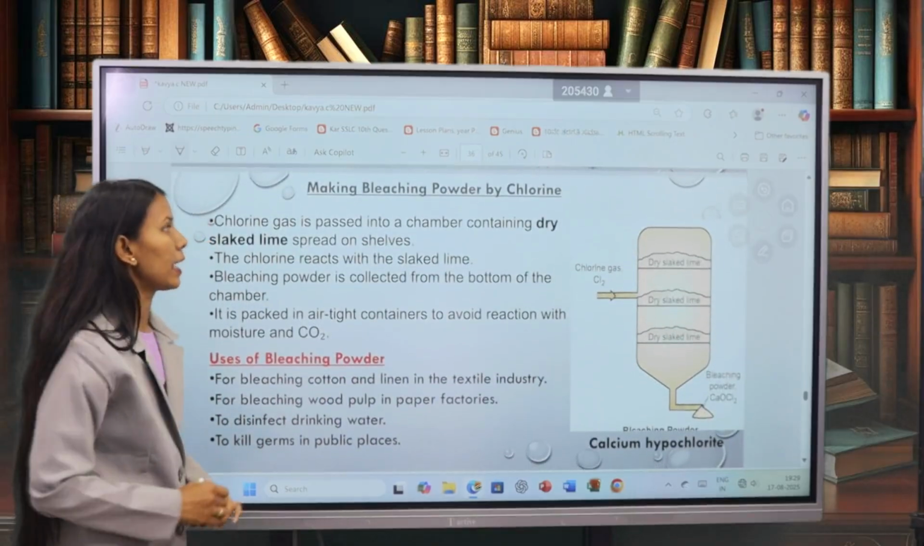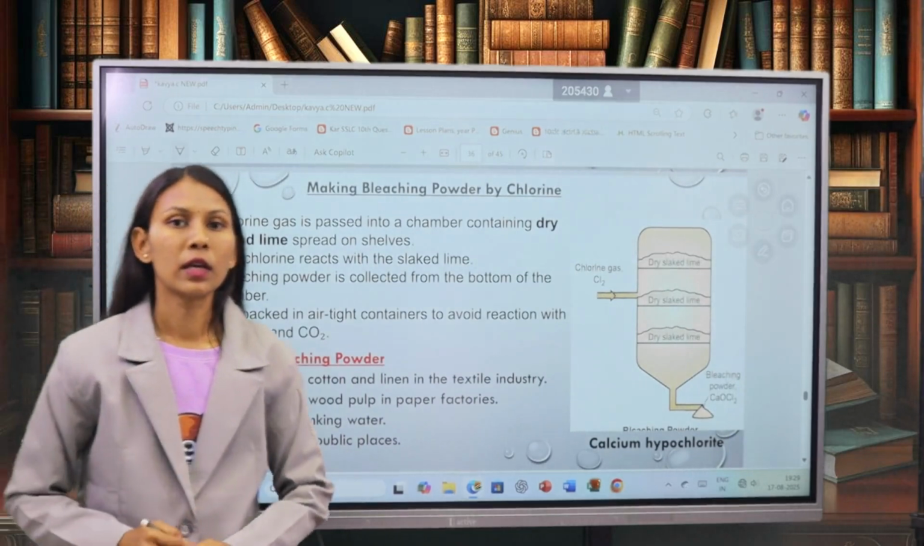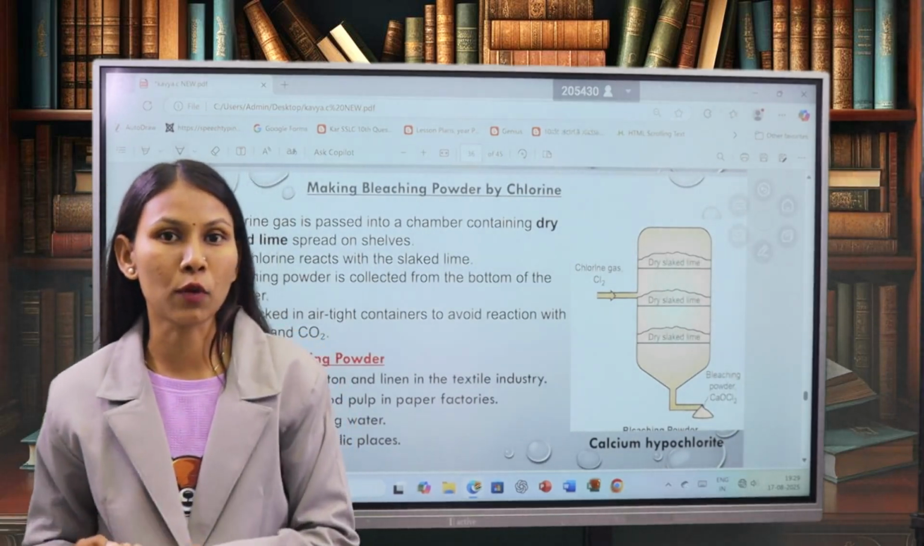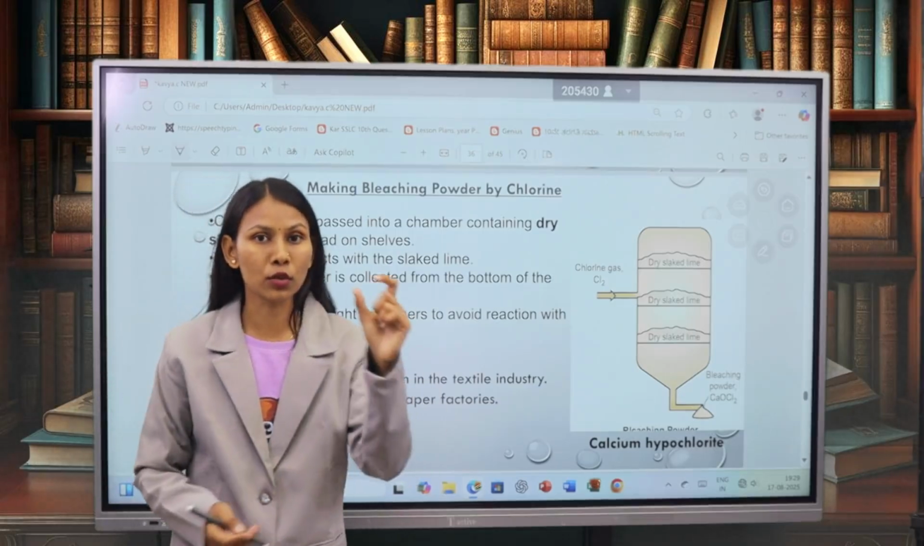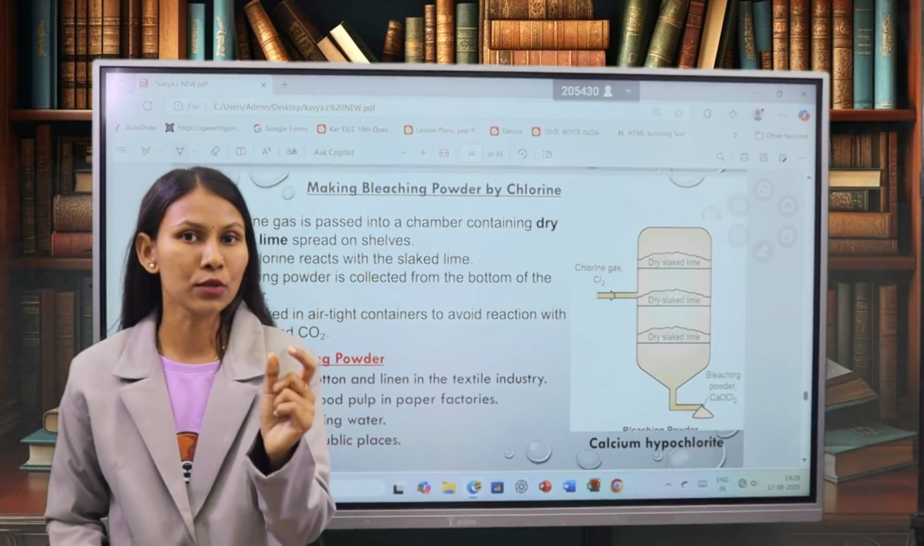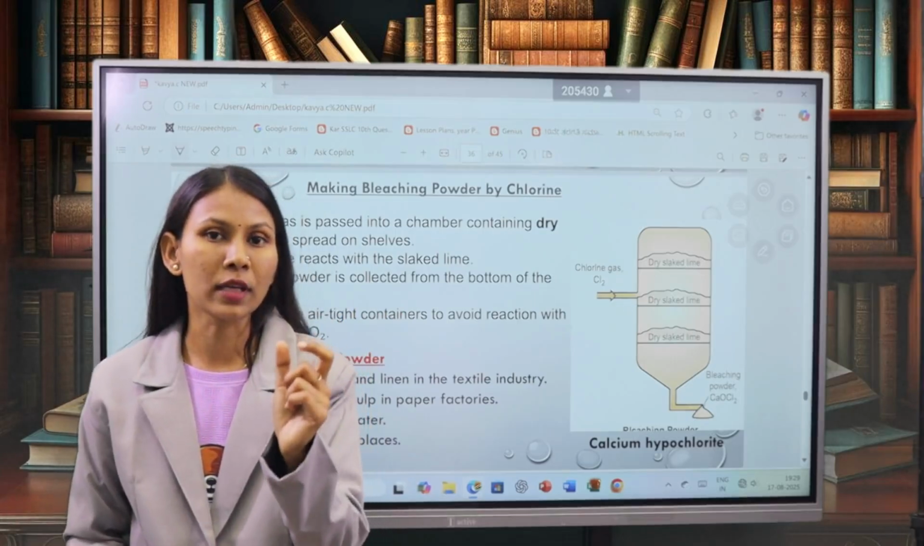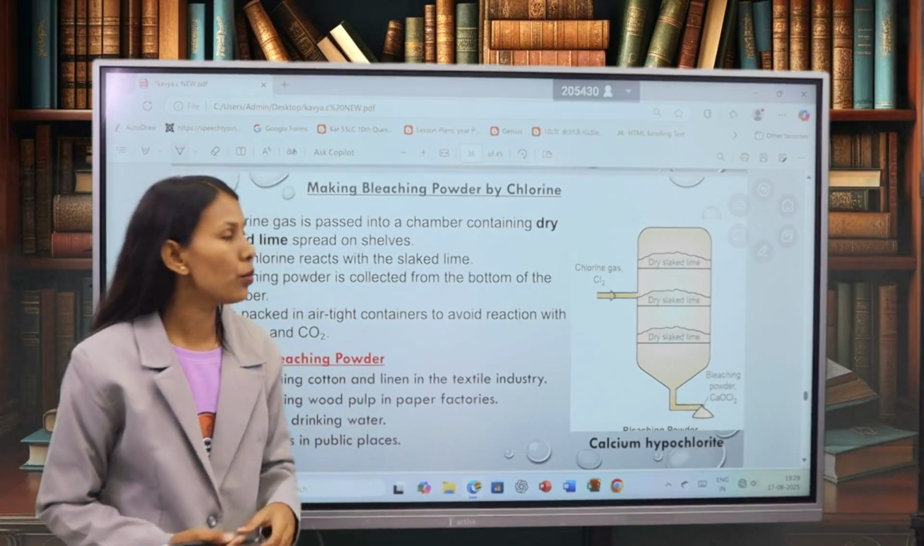Making bleaching powder from chlorine. As you saw, electrolysis of sodium chloride forms NaOH, chlorine gas as well as hydrogen gas. So we use that chlorine gas for making bleaching powder. Let's see how we use it.